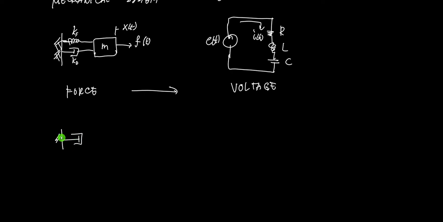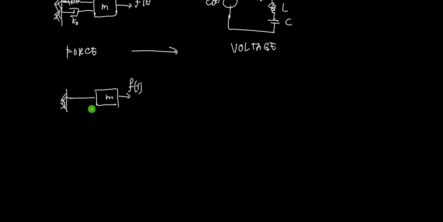If we have only the mass M here, from our equation, in terms of the force, the F of t will be just equal to the force due to mass, and that is equal to the mass times the acceleration, or x double dot of t. Because this is the summation of all the forces, and the only force that exists here is the input F of t, it is equal to m x double dot of t.